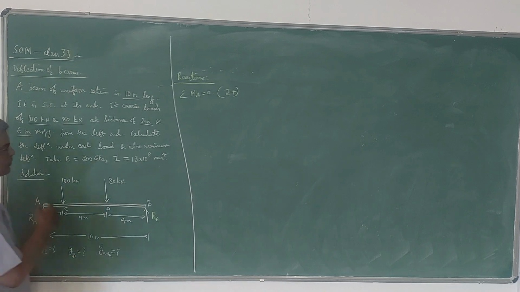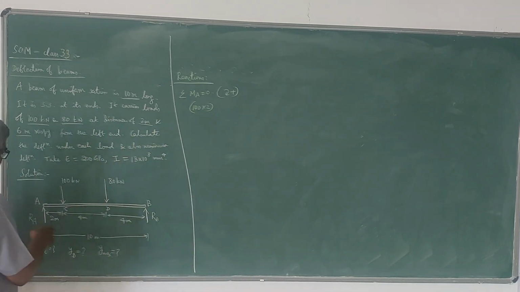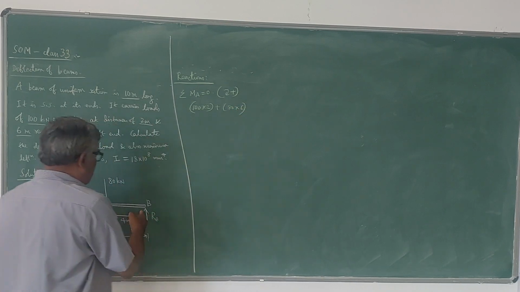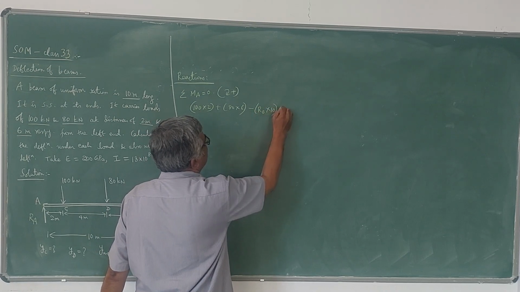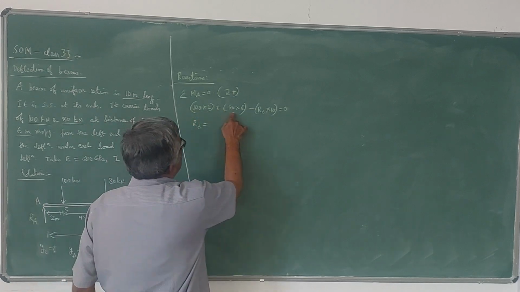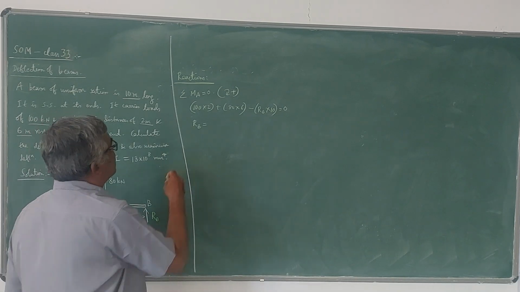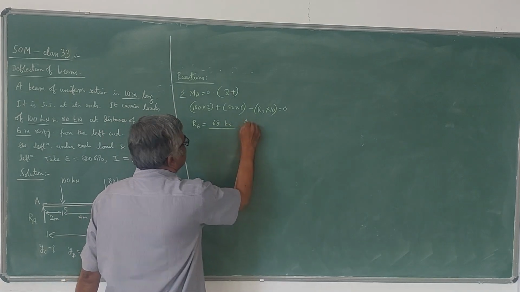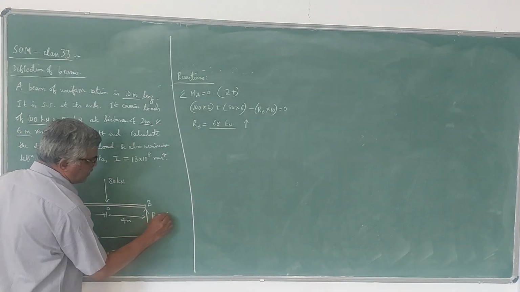100 into 2 is a clockwise moment about A, positive. Then 80 into 6, that is also clockwise, plus 80 into 6. RB is giving an anti-clockwise moment, and the distance is 10 meters from A. RB into 10 is equal to 0. So therefore, RB is equal to 200 plus 480, so it becomes 680, divided by 10 means 68. So 68 kN is the reaction at B. Positive we got, that means our assumed upward direction is correct. RB is 68 kN.